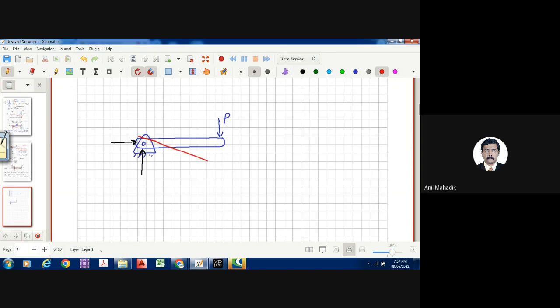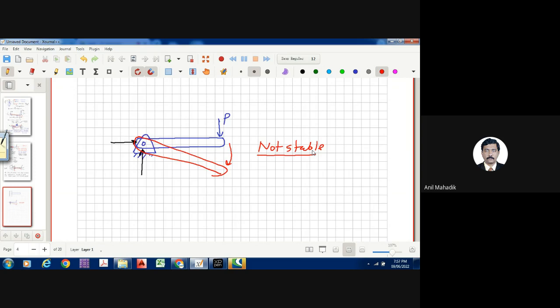ऐसे कुछ तो rotate होगा. That means, can I say that it is a cantilever? Is it a cantilever? No. Is it a stable structure? A stable है क्या? No, sir, it's not stable. And we are not designing any unstable structures. Okay, so it is not stable.